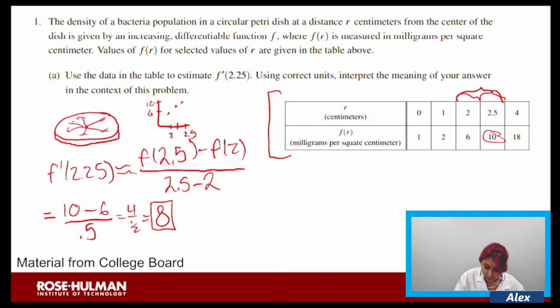So the units for this would be milligrams per centimeter squared per centimeter, because if this function is given in milligrams per square centimeter, then we have to find the rate at which it is changing between these two. So this is the rate at which the density of the population is changing at this point.